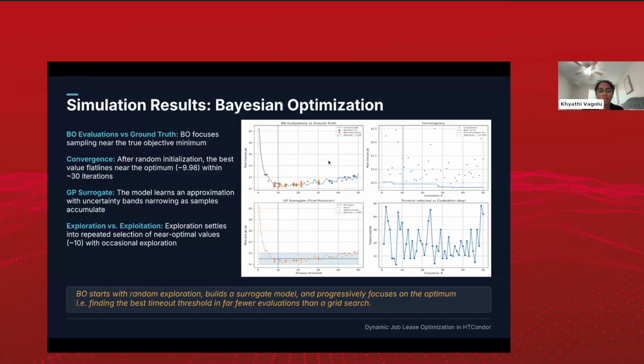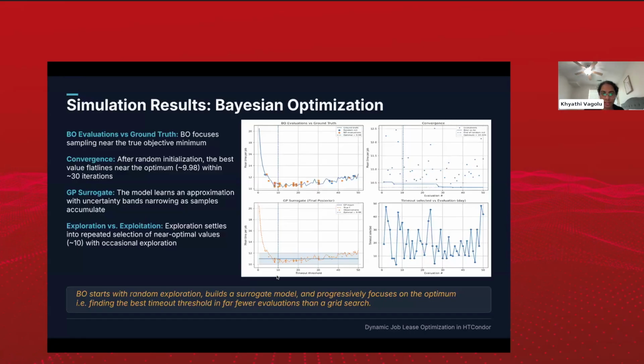Our minima for this data was 9.98 seconds. This does not map to the actual data that we have, but in our theoretical setting, that 9.98 is the optimal timeout value. And on the graph here, you can see how at each step the model tries to identify the optimal value, and in as few as 30 trials, the model was able to converge to a value that is pretty close to the optimal value.